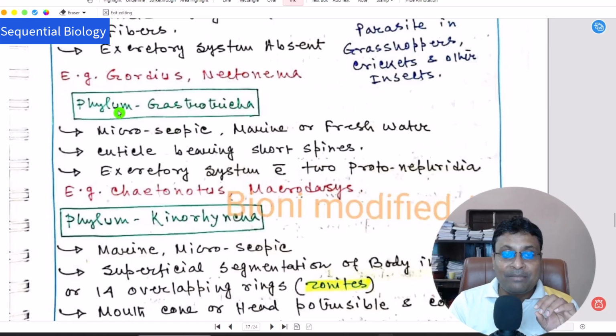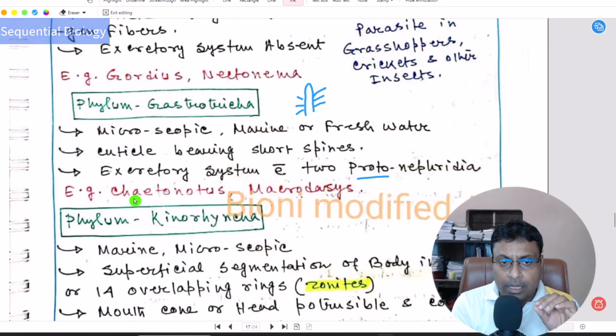And the next phylum is phylum Gastrotricha. They are microscopic, marine or freshwater, with a cuticle bearing short spines. Spines means, suppose this is a body, and their cuticle bears short spines. These are spine-like structures. They have an excretory system with two protonephridia. Examples are Chaetonotus and Macrodasys.